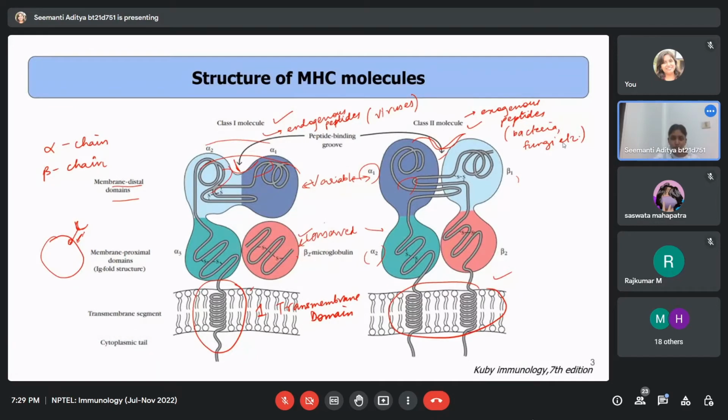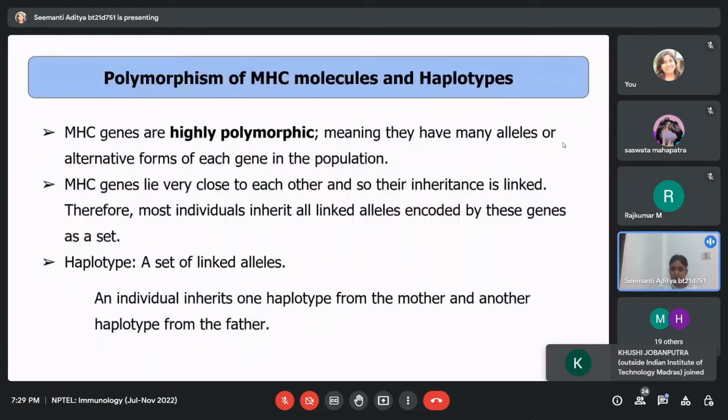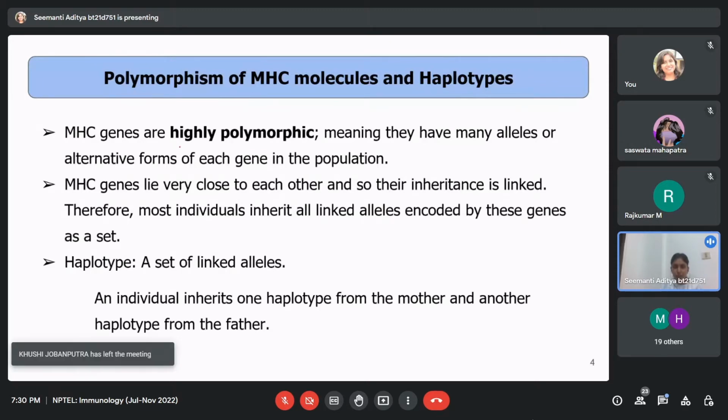So apart from that, there are certain terms that are associated with MHC molecules, and I found that it could be helpful to explain what polymorphism or polygenic means. In the lecture we have seen that MHC molecules are known as polymorphic. So what do you mean by polymorphism or polymorphic property? MHC genes are highly polymorphic. That means that they will have many alleles, or alternative forms of each gene, in a population.